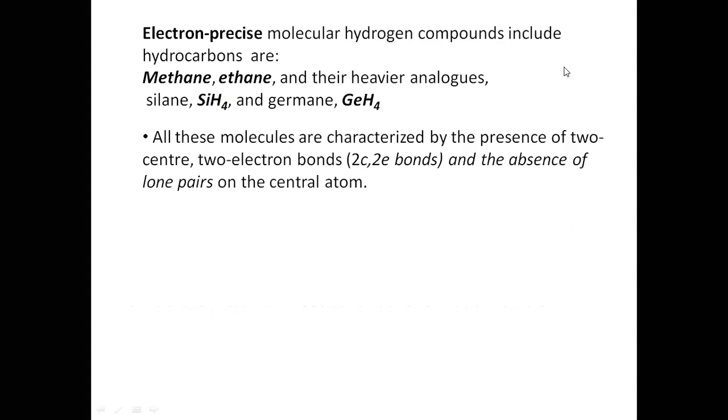You see, this is electron precise. Electron precise molecular hydrogen compounds, or molecular hydrides, include the hydrocarbons. Hydrocarbon is the best example. Methane, ethane, higher alkanes, propane, butane, all are hydrides. They are molecular hydrides. Selene is also there.